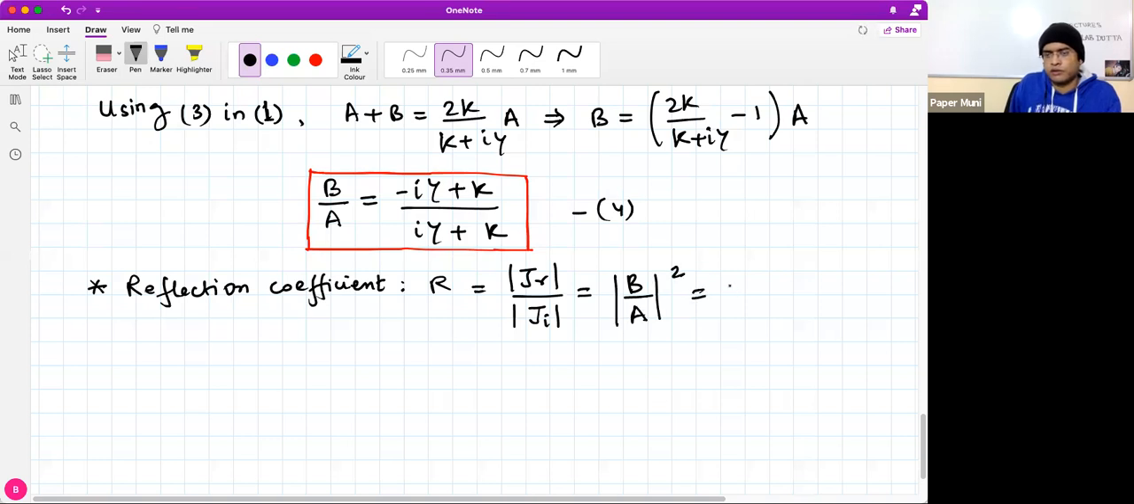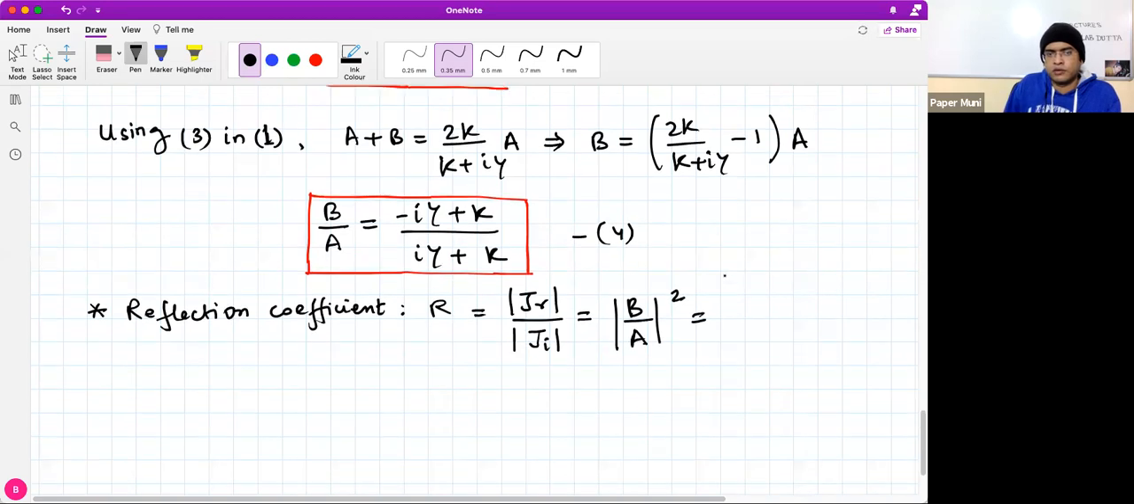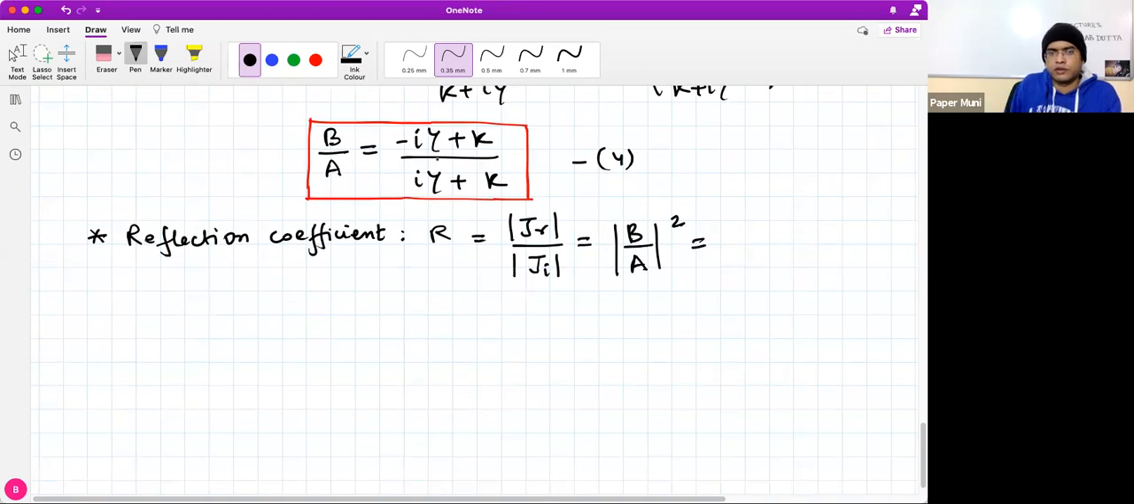Now if you take the mod of this quantity, what will you get? You will get 1, right? If you take this mod, this will be gamma square plus k square, and this will be gamma square plus k square. Both will be the same, so you'll get 1. Now you can also do this thing by this method.